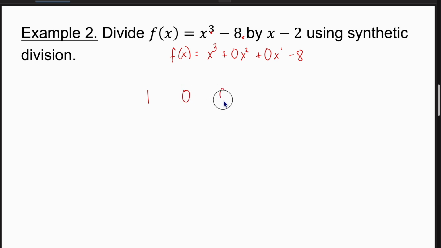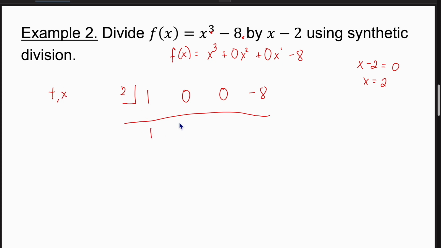Then, number 3, copy the coefficients. 1, 0, 0, negative 8. Then, divide by, okay, anong pag-divide natin? X minus 2 equals 0, so x is equal to 2. So, ang operations natin, plus n times lang. 1 plus 0, that is 1. 1 times 2, 2. 0 plus 2, 2. 2 times 2, 4. 0 plus 4, 4. 2 times 4, that is 8. 0. So, our remainder is 0.